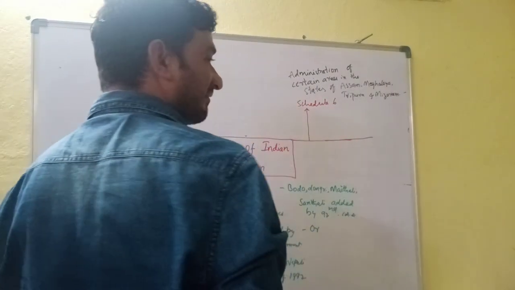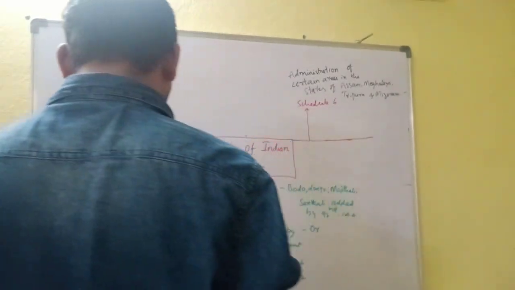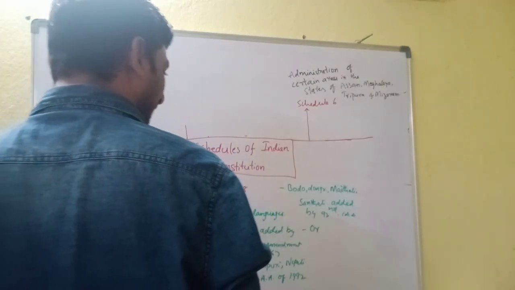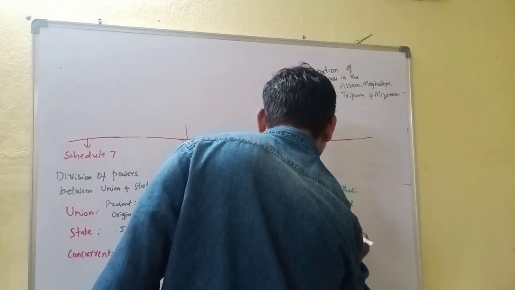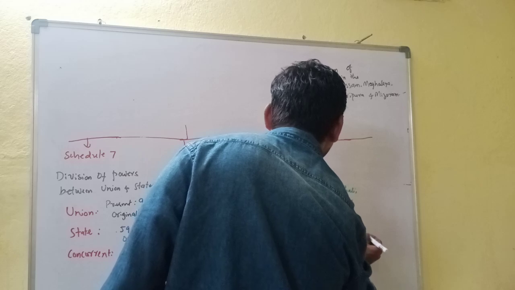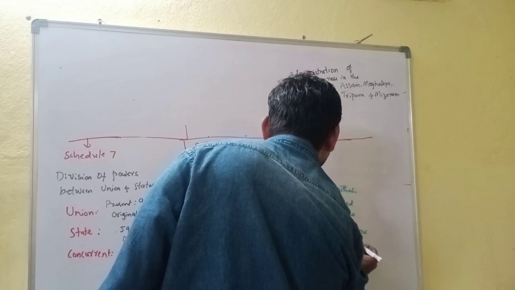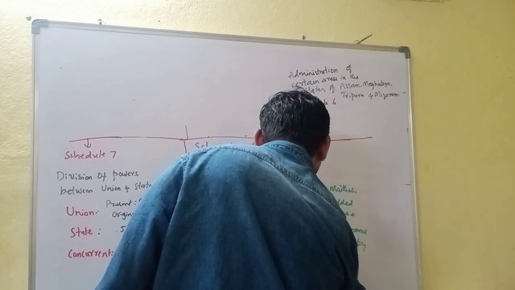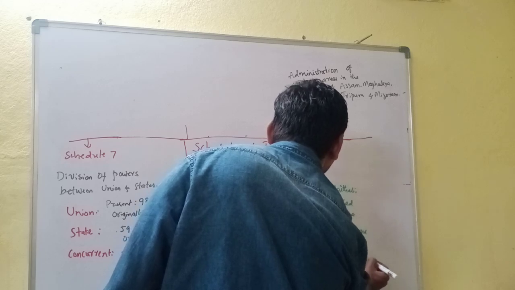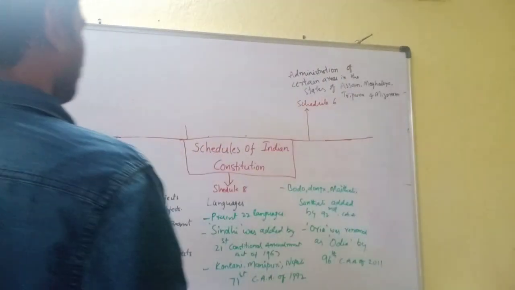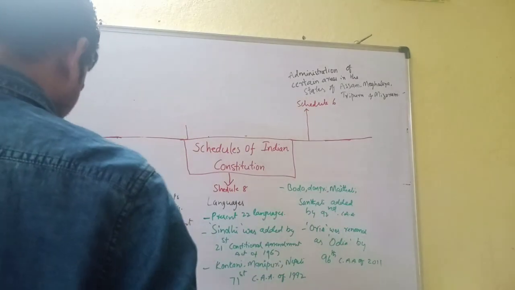The official language of Odisha is now Odia, but before it was Oriya. It was renamed as Odia by the 96th Constitutional Amendment Act of 2011. So this is Schedule 8.